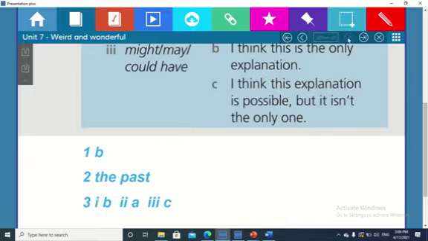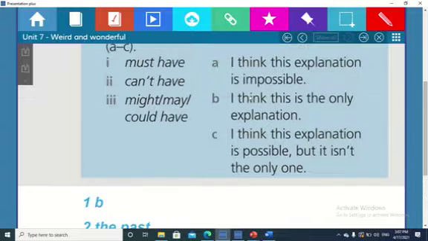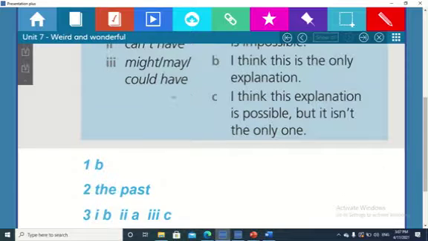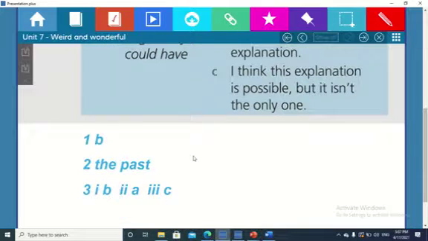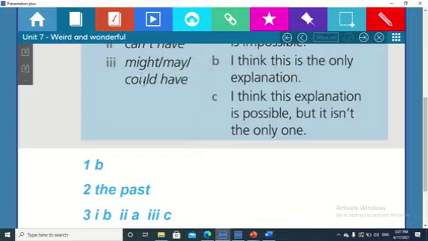That's why here are the meanings. So one with be, must with be. I think this is the only explanation. So must means the only explanation. Can't with two is impossible. Can't means something is impossible. And of course three, might, may, could have means this explanation is possible. When I say possible, it isn't the only one. We have other possibilities. We are not quite certain.